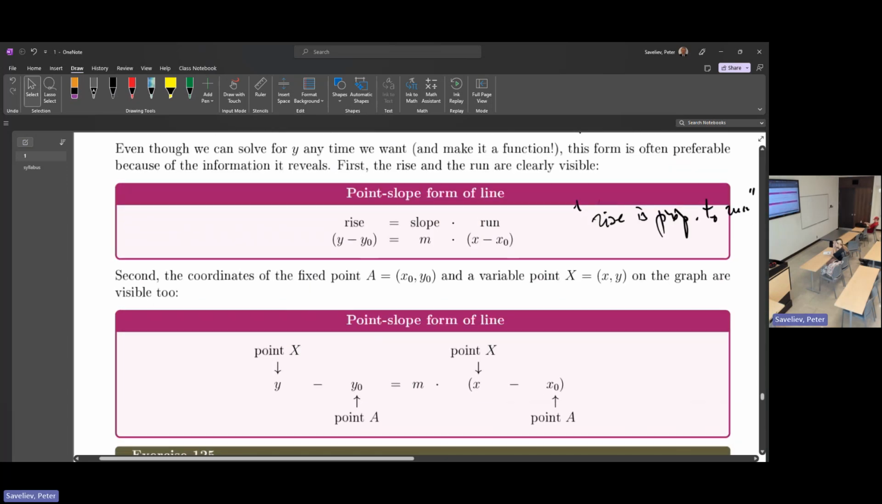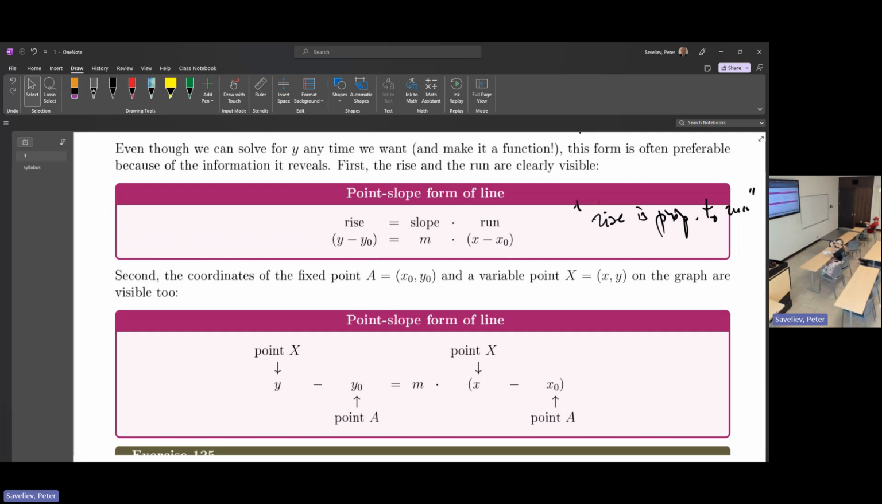So once again, identify things. The point, how with the rise, the 2 points are chosen ahead of time, A and X. One of them is fixed, and the other one is variable, so that's x uppercase, a point xy. We pick the coordinates from both of them and plug them into appropriate places. So rises for y's and runs for x's.